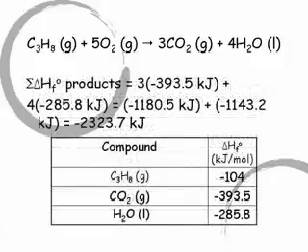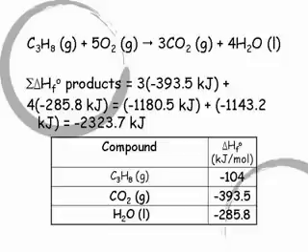Welcome back. Let's see how you did. Now, one of the things that you have to do with the information in the table is if there are coefficients greater than 1, then you need to multiply the enthalpies of formation by those coefficients. So when we find the sum of the enthalpy of formation for the products, we have to multiply 3 times the enthalpy of formation of CO2, which is 3 times negative 393.5 kilojoules, plus 4 times negative 285.8 kilojoules, which is the enthalpy of formation of water.